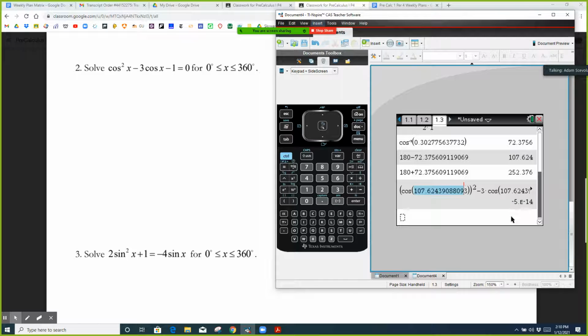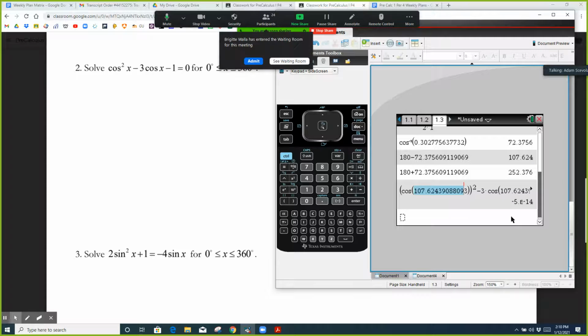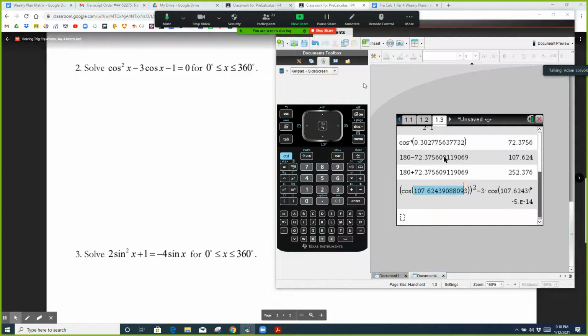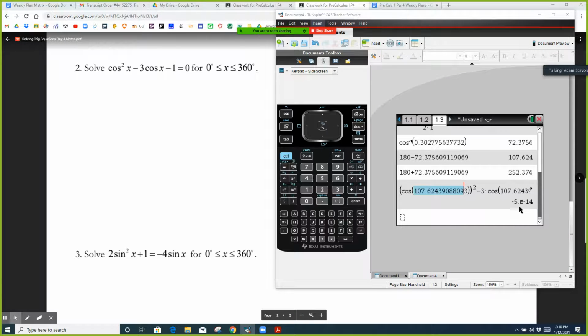This number is 0.000000, 14 times 5. So this number is like scientific notation. It means write -5, then move the decimal place to the left 14 times. And that's how you get a number that's really close to 0.